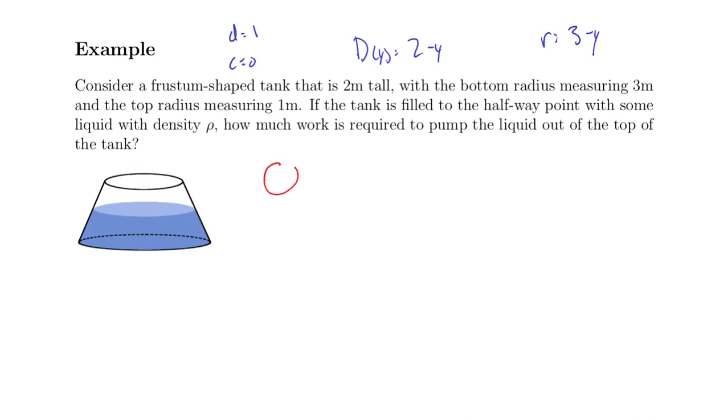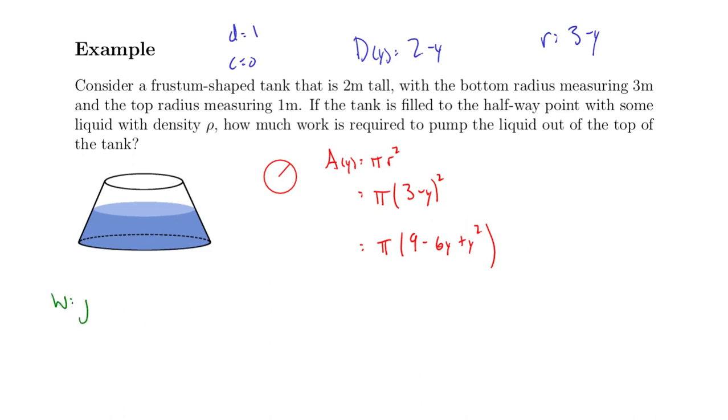Okay. And we had this circle. Let me try that again. There we go. We had this circle with a radius of r, and we wanted to find the area. A of y is pi r squared, so that means it's pi times 3 minus y squared. Or we can say pi times 9 minus 6y plus y squared. That's our area function.